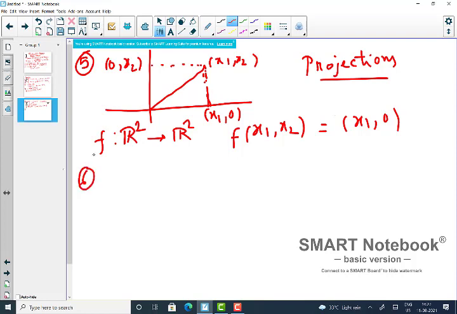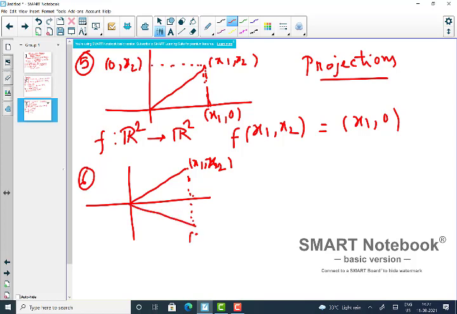Similarly, there is something called the reflection map. So what is the reflection map? You have a point here which is a vector, say x1, x2, and you have to check what is the reflection with respect to the x-axis, so that will be something like that here. So this will be x1, minus x2. This map is called the reflection map, and this is also linear.